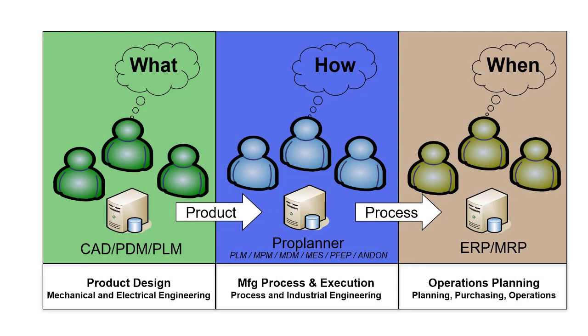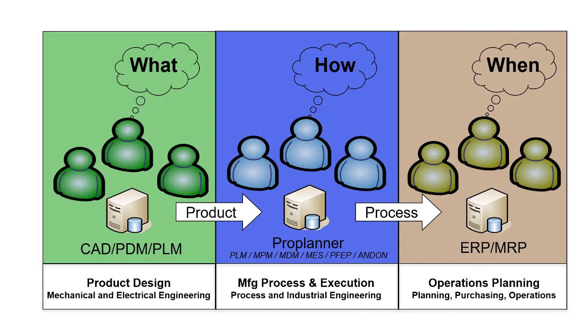Proplanner is positioned between product engineering and manufacturing operations. Proplanner's process planning solution provides information on how to build the product. This is often triggered by changes in product design. In other words, whenever product engineering makes changes to the product, that impacts the way the product is being built on the line, and therefore the process plan involved in building that product.